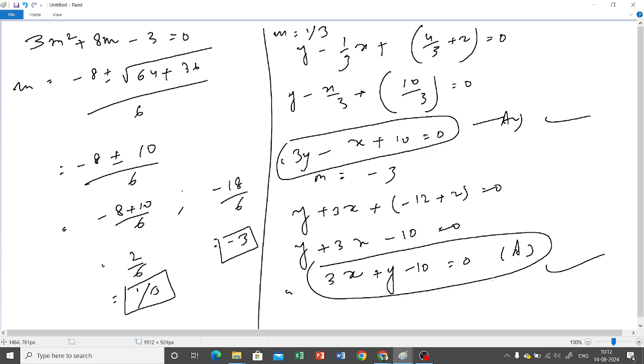Okay, so mainly you need to find out the center of the circle, right? You need to find out the center of the circle. Radius is given as root 13, and it touches the line 2x minus 3y plus 1 equals 0 at 1 comma 1.